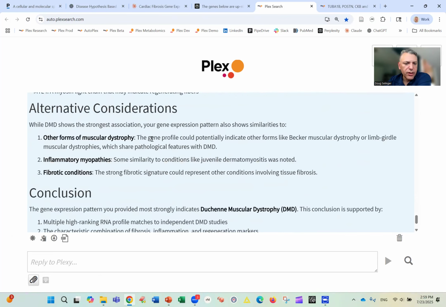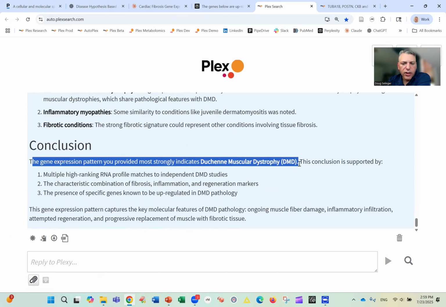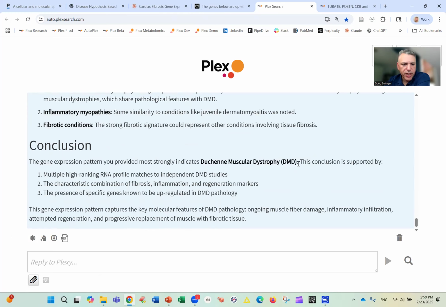And it says you could consider going further, either more general or to other forms of muscular dystrophy, or potentially other more general things. But in conclusion, the gene expression profile here most strongly indicates DMD. So this is a pretty firm conclusion. We just saw the evidence on which it's based. It reiterates exactly what the evidence was here.